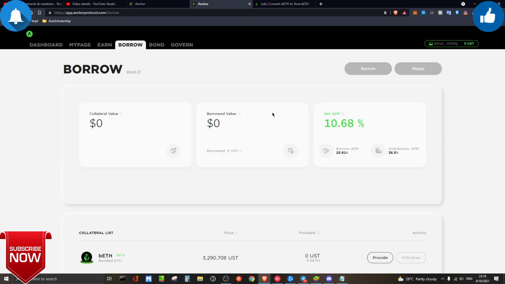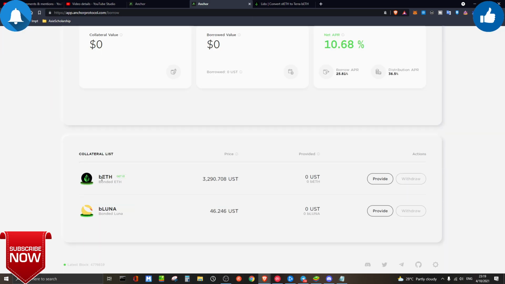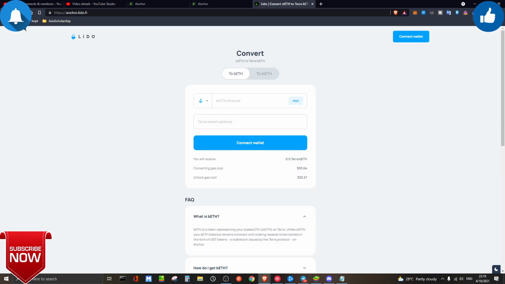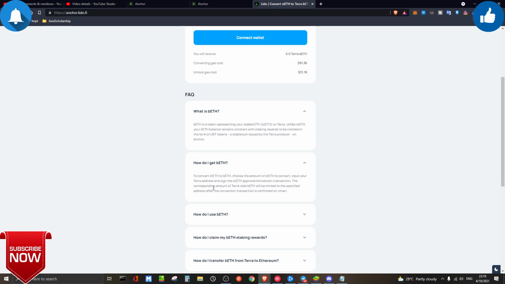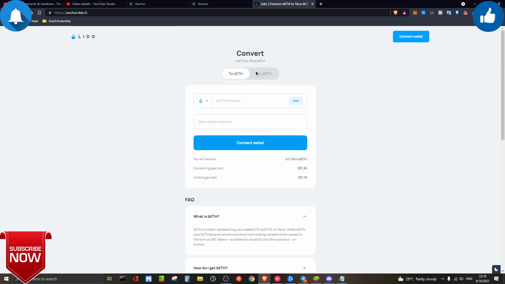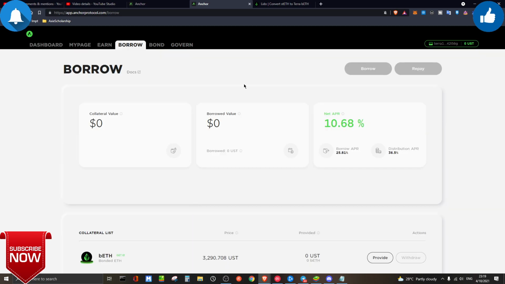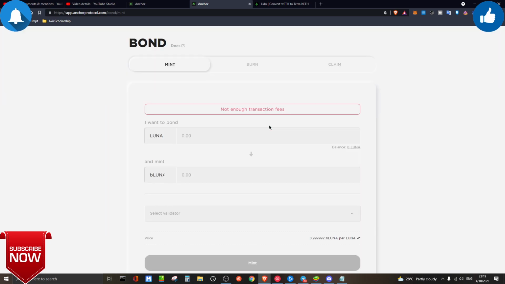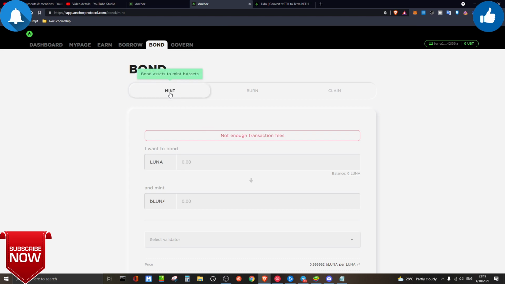If you want to get this bETH itself, it is kind of confusing, because you click on get, it brings you to this website, connected to Anchor Lido, and from there you can see how to get it. So I'm not going to talk about how to get this bETH as collateral, but we're just going to focus on Luna. On the website, if you head over to bond, you can see the mint option here. This is telling you that you need to have Luna. It's very straightforward: I want to bond Luna and mint bLuna.